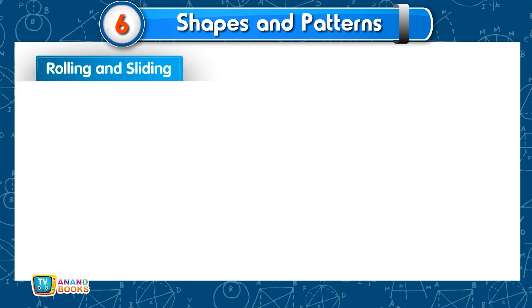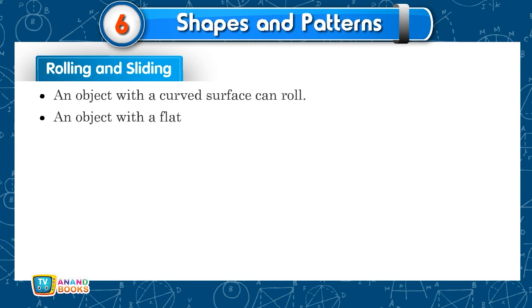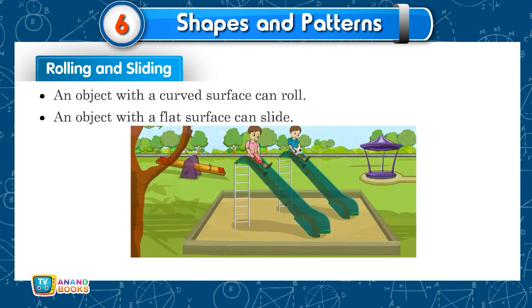Rolling and sliding. An object with a curved surface can roll. An object with a flat surface can slide. The ball rolls down. The box slides down.